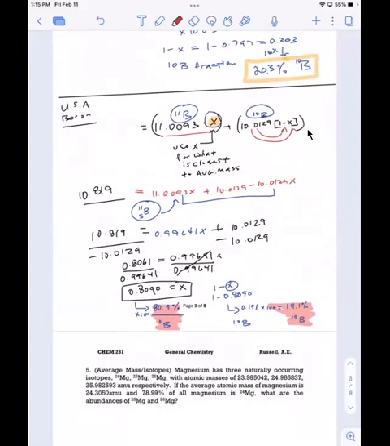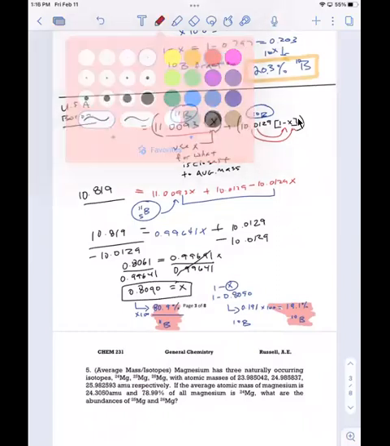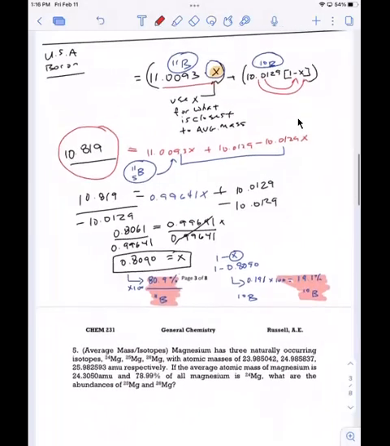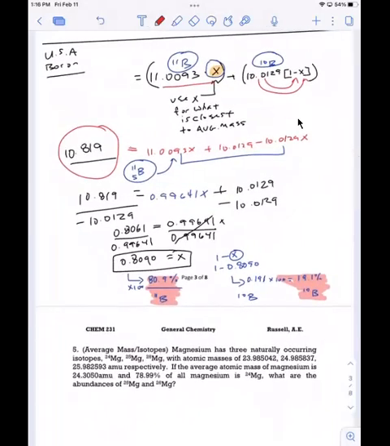Again, I didn't hit record at the very beginning when I was copying and pasting, but the only number for the second part of the problem that changes is this number, because the average atomic mass for the United States was 10.819. Everything else stays the same. So that's why we were able to just use the same numbers from the previous set of calculations. All right. Any questions about that part of the example?